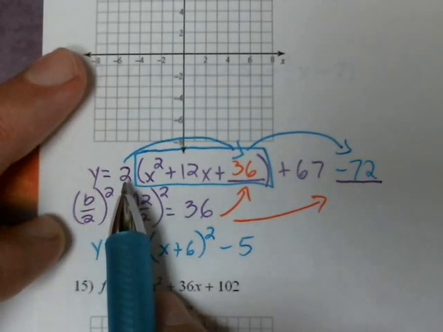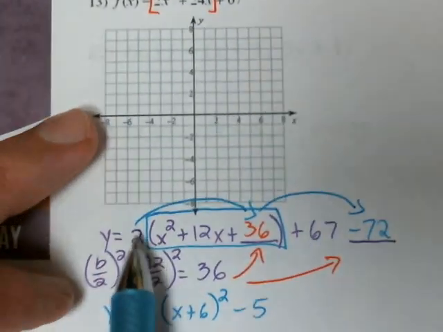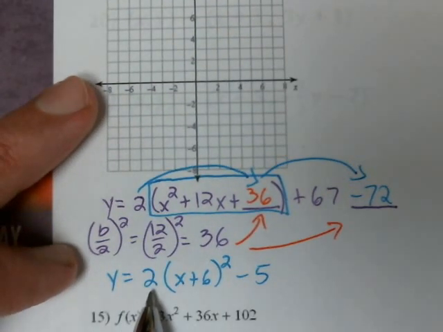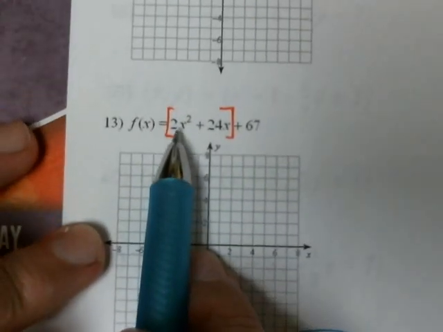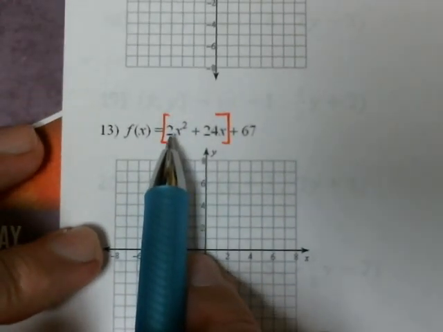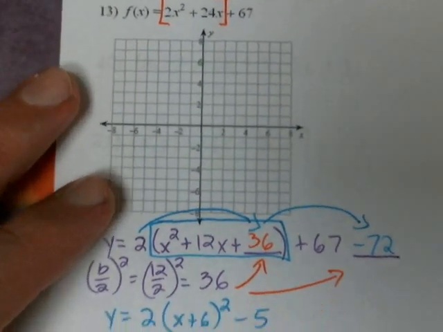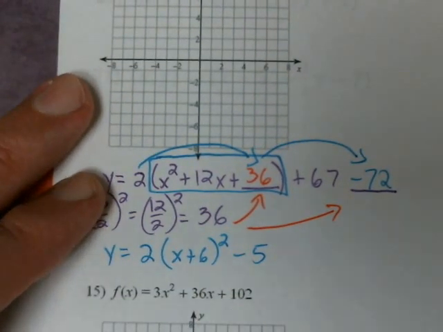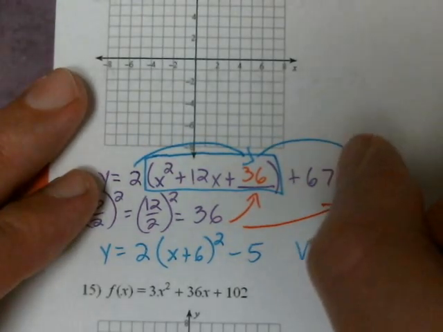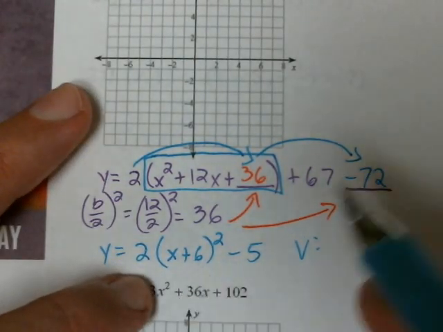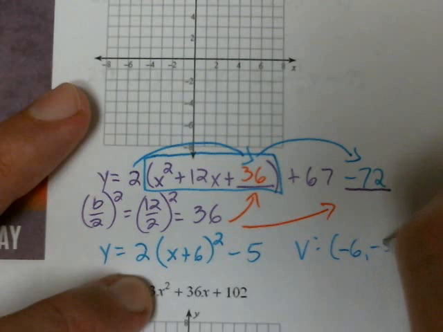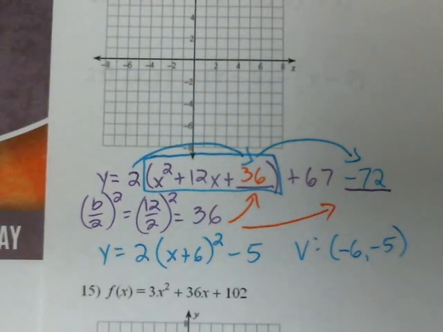So now we can see when I factored out this 2, that became what? That became my a value. Because I see this 2, that means I'm going to have a stretch. I'm stretching it vertically like a rubber band, stretching my quadratic, okay? So now I'm ready to go figure out the other stuff. So my vertex is going to be negative 6 comma negative 5.